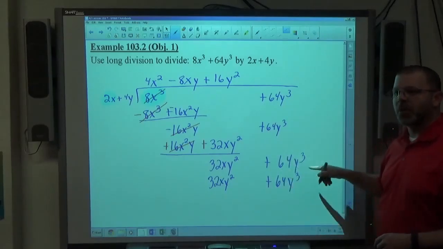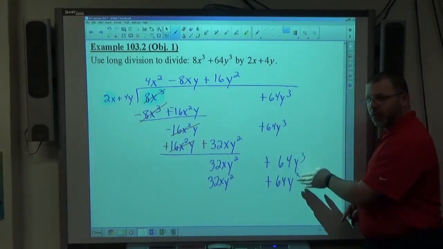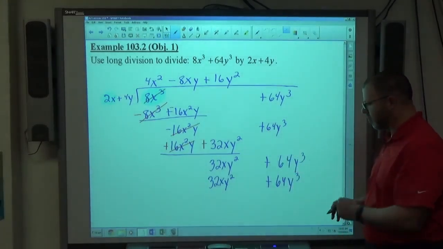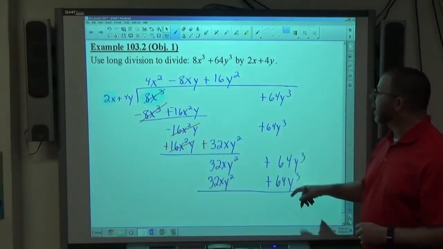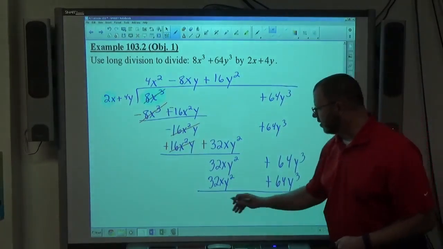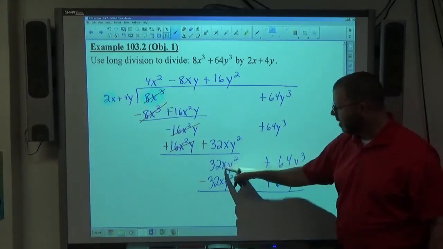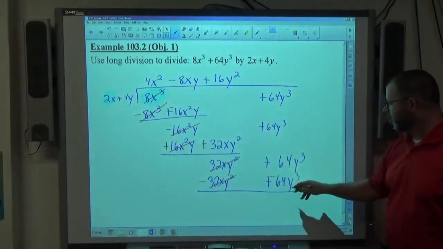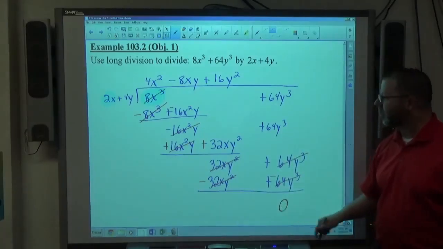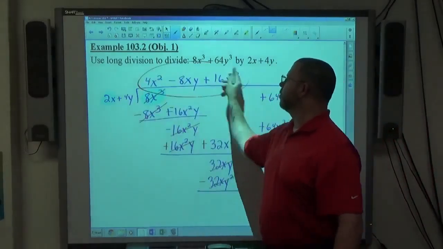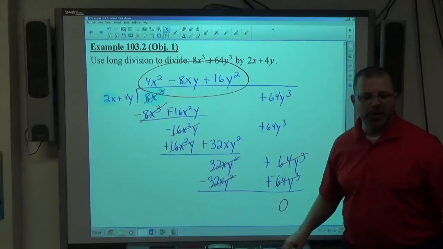And it does match up number and letter, but again, worry about the letter itself. Once you get a y cubed, it matches up y cubed. That's what we're looking for. So we can line those up now. Subtraction is changing signs. 32xy squared becomes negative. 64y cubed becomes negative. These are opposites. They cancel. These also are opposite. They cancel, leaving a remainder of 0. Remainder of 0 simply means my quotient is what it is up there. No remainder term necessary.